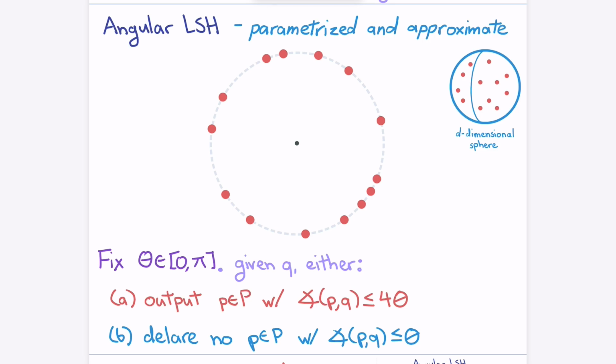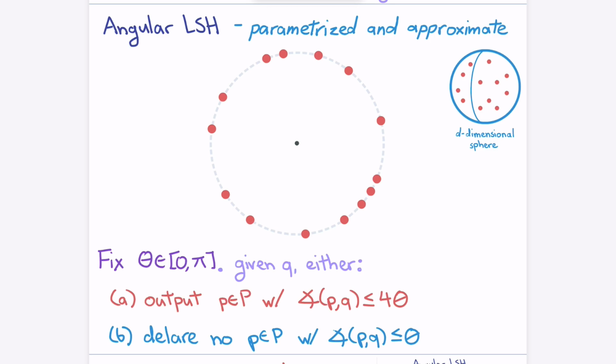So there's some margin of error, right? Maybe there's no points with angle less than theta, but you return something with 2 theta. So there's some error there, which will make life a little bit more plausible. If you didn't allow for any error, then because theta might be really close to some boundary, you'd have to compare every pair and you're kind of screwed. So we're going to allow for some error and focus on this parameterized regime.